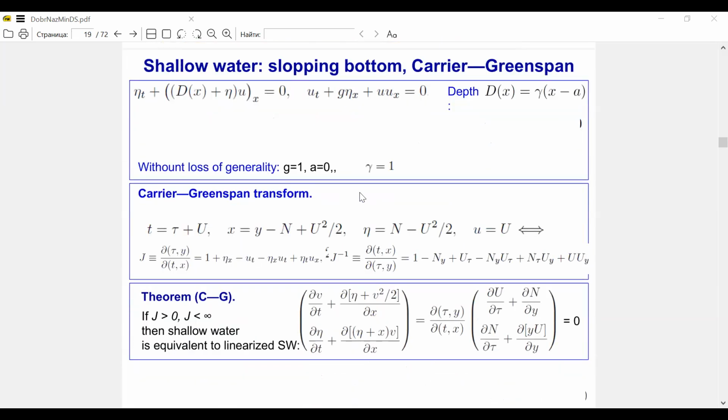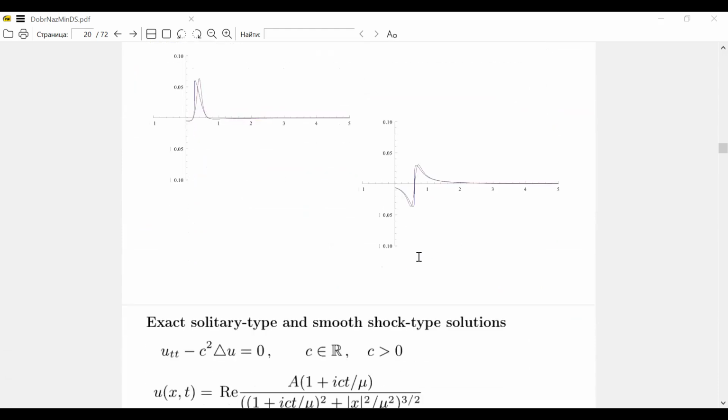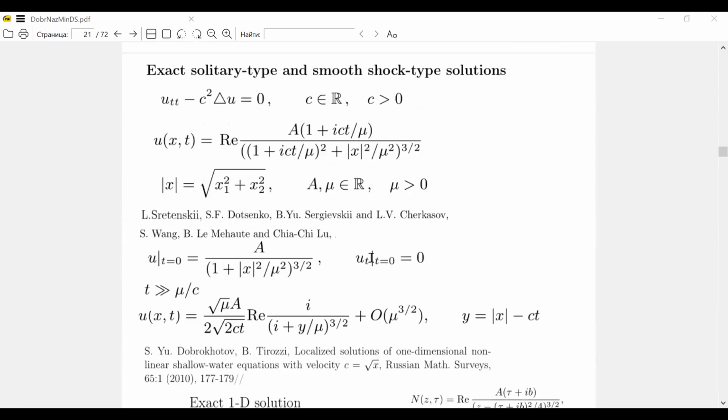Okay, so this is some shallow water. But this is some explanation of how to construct the passage from the original equation using the Carrier-Greenspan transform. This is just a simple equality. Everybody can do it by hand. It's just an exercise for second-year students. Then it's possible to construct some solution of such type, but let me skip it. What is important is that we construct some exact solution.